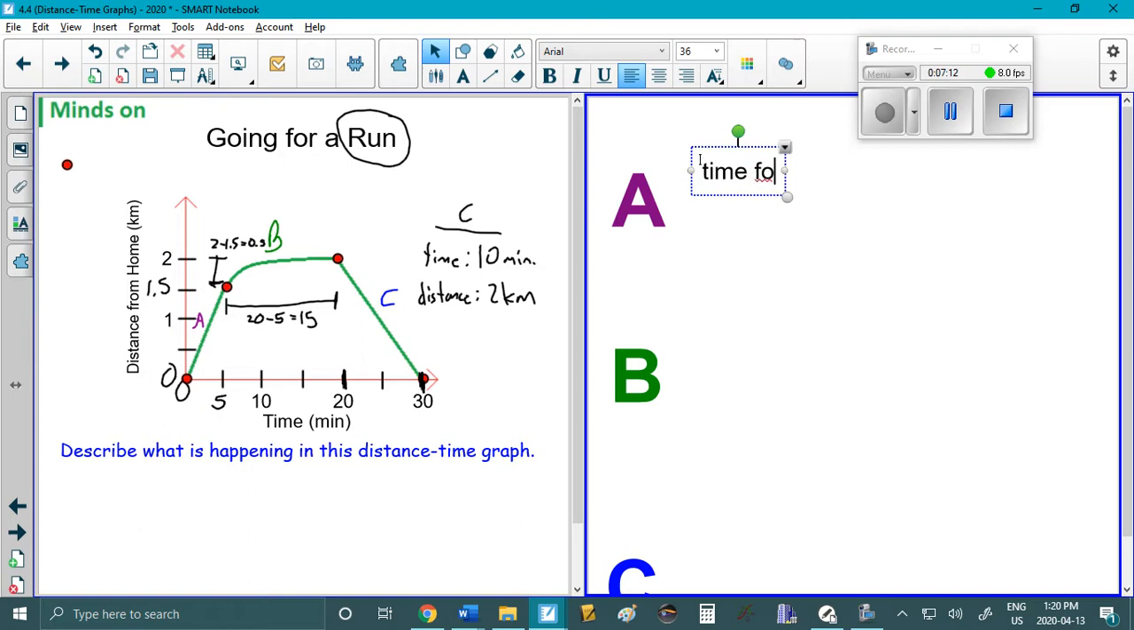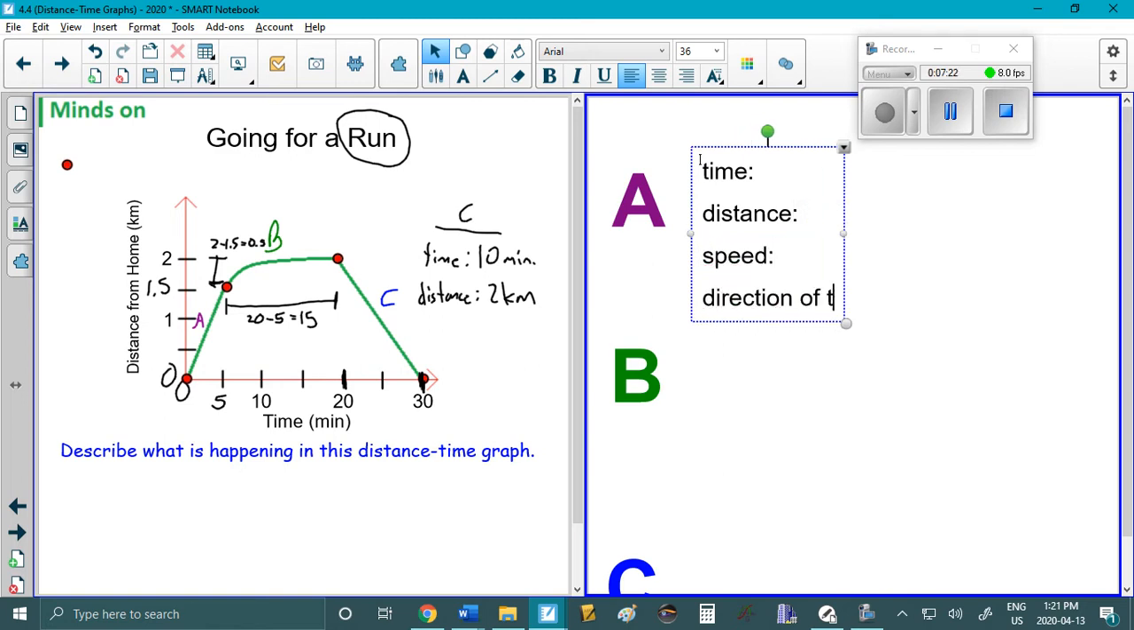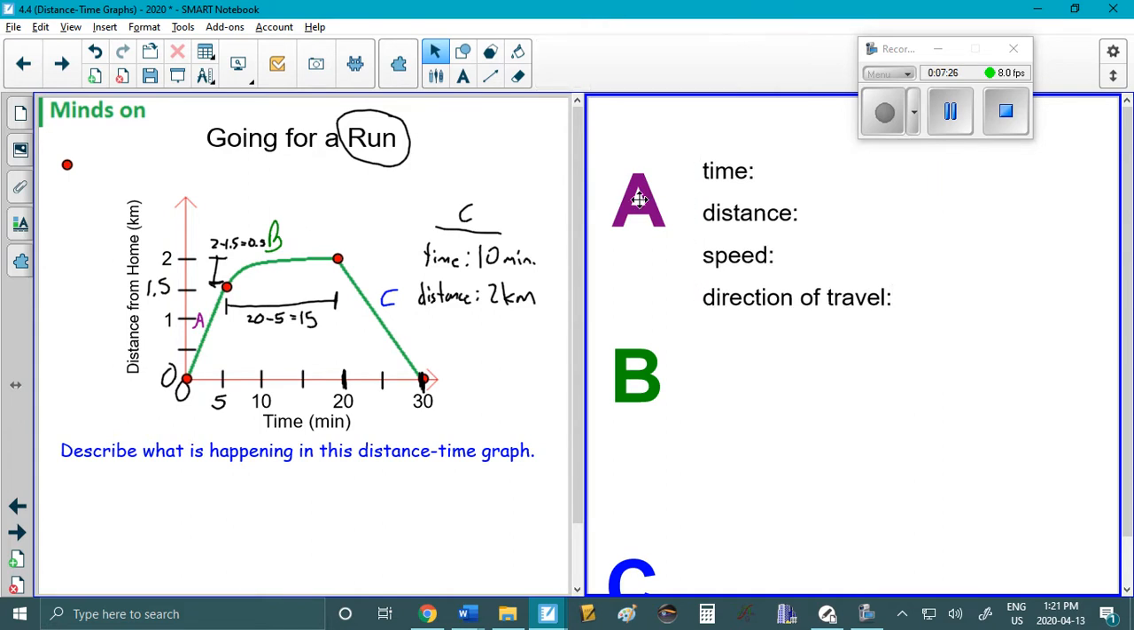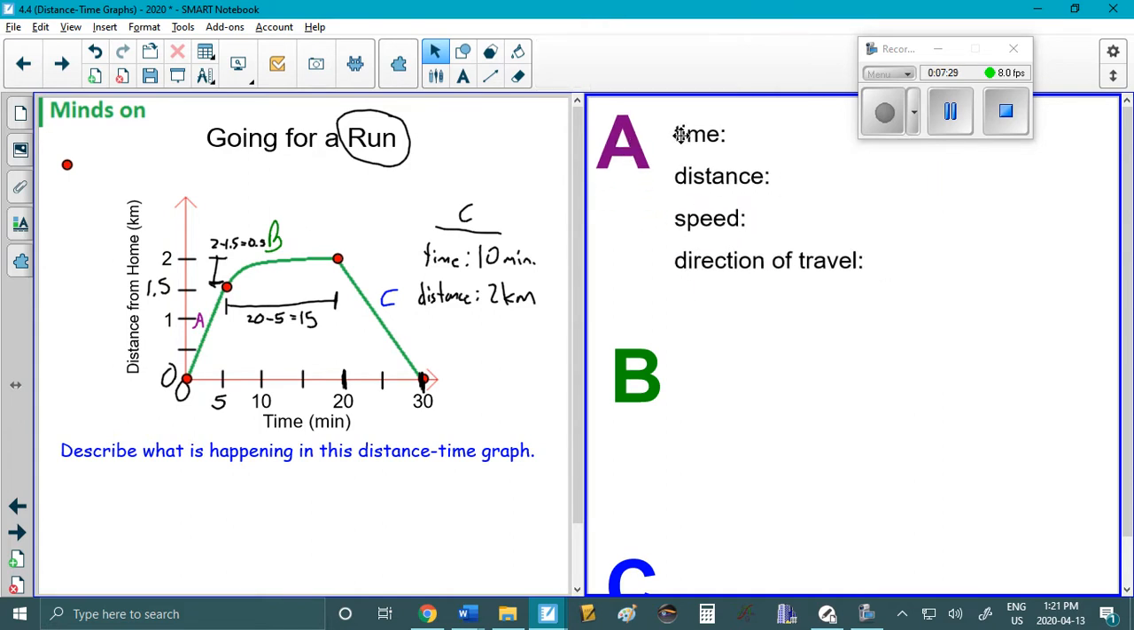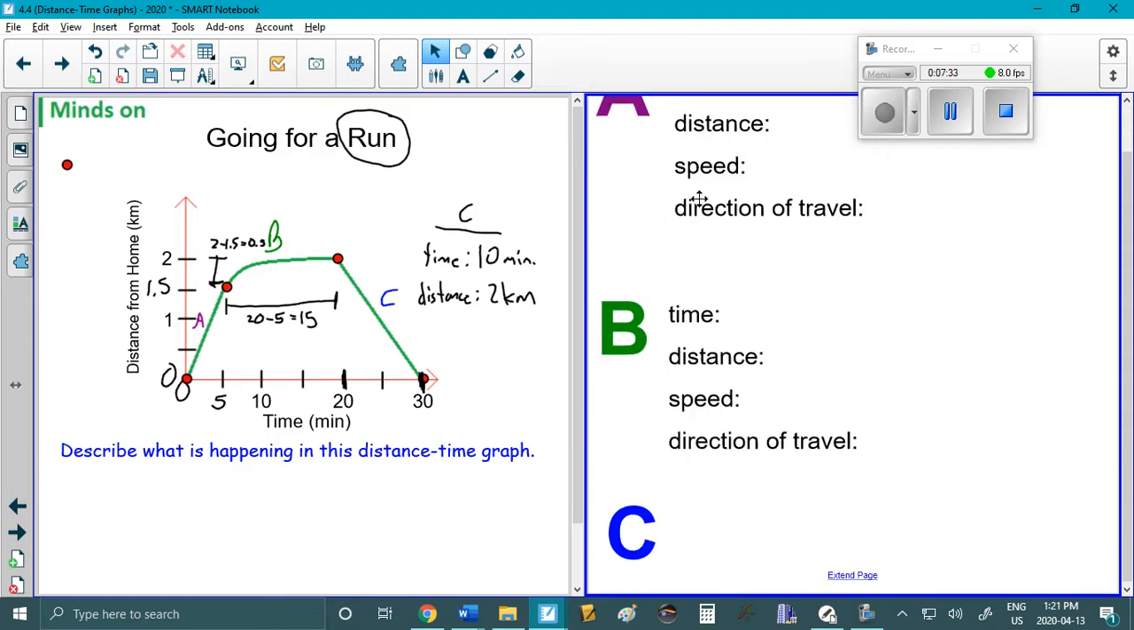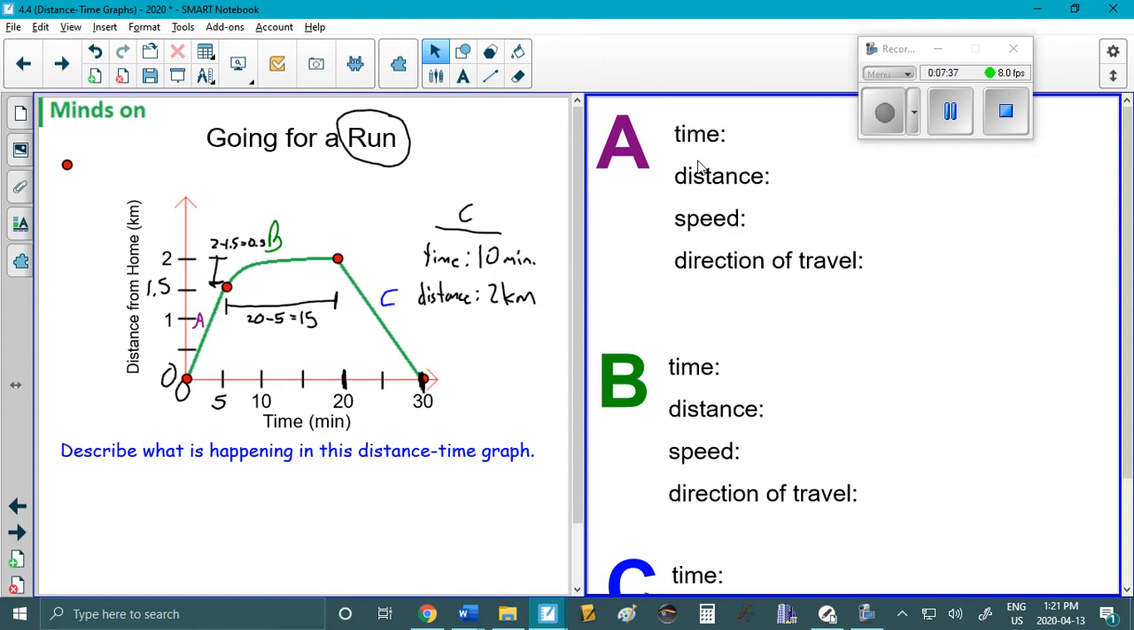We're going to do the time, the distance, the speed, this will be tricky, and the direction of travel. Okay, and once you've mastered these, this is actually going to be pretty easy. So now what I'm going to do, I'm going to copy this and paste it for B, and I'm going to copy it and paste it for C, and then we're going to go through and figure this out.